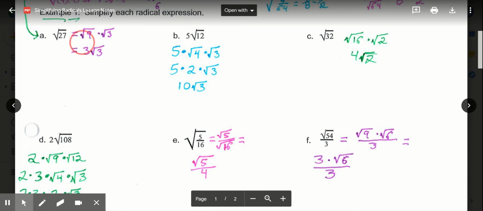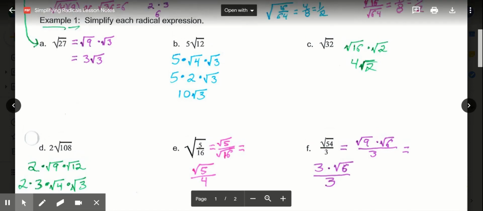9 times 3 is 27. So we can split the square root of 27 into the square root of 9 times the square root of 3. The square root of 9 is 3. Square root of 3 can't be simplified without it being a decimal. So our simplified answer to the square root of 27 is 3 square roots of 3.